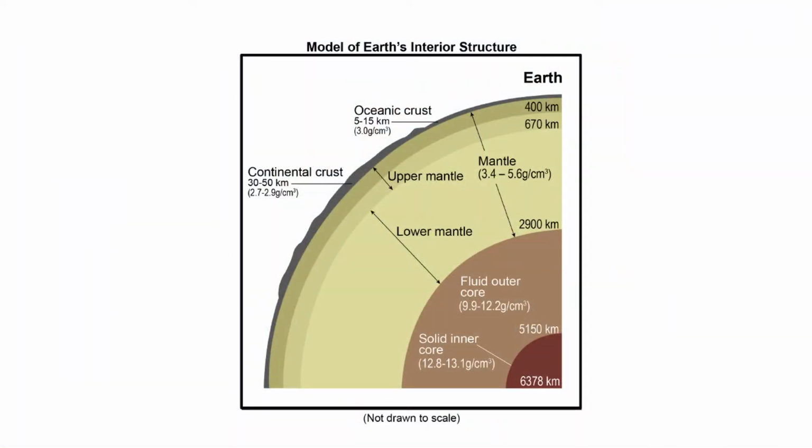So the model of Earth's interior structure shows the different layers of our planet, our internal composition. We're going to start with the most outer layer and travel down to the core. We have to remember that when our Earth was forming, it was separated based on density into these different layers.